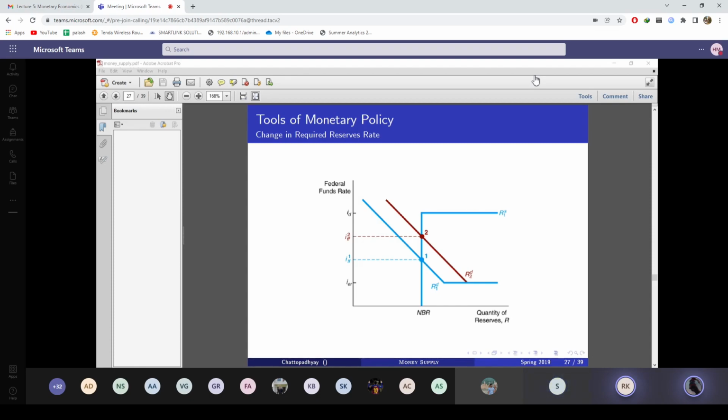So that's what I wanted to know. When my required reserves rise, why does money supply fall? Because my money multiplier falls, right?